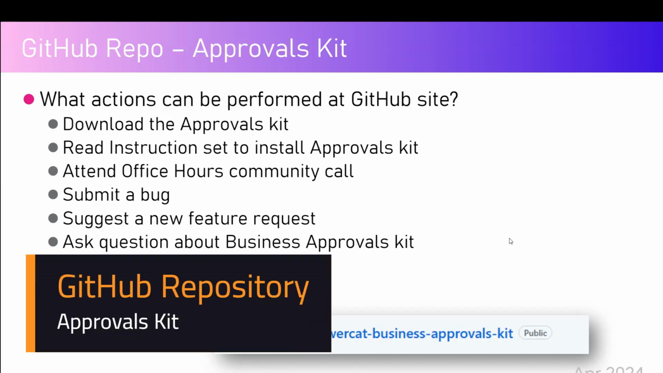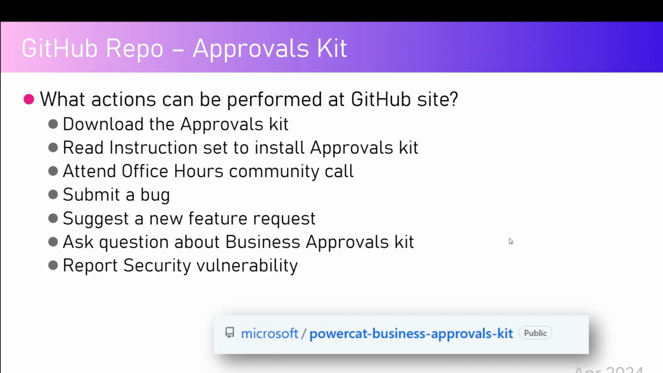In this video, I'm going to talk about the GitHub repository available for the approvals kit. This is an important site which you need to be aware of, because all the information with regards to the business approvals kit is stored over there. You can do various things with that GitHub site. If you know the URL, this is basically the GitHub repository link.